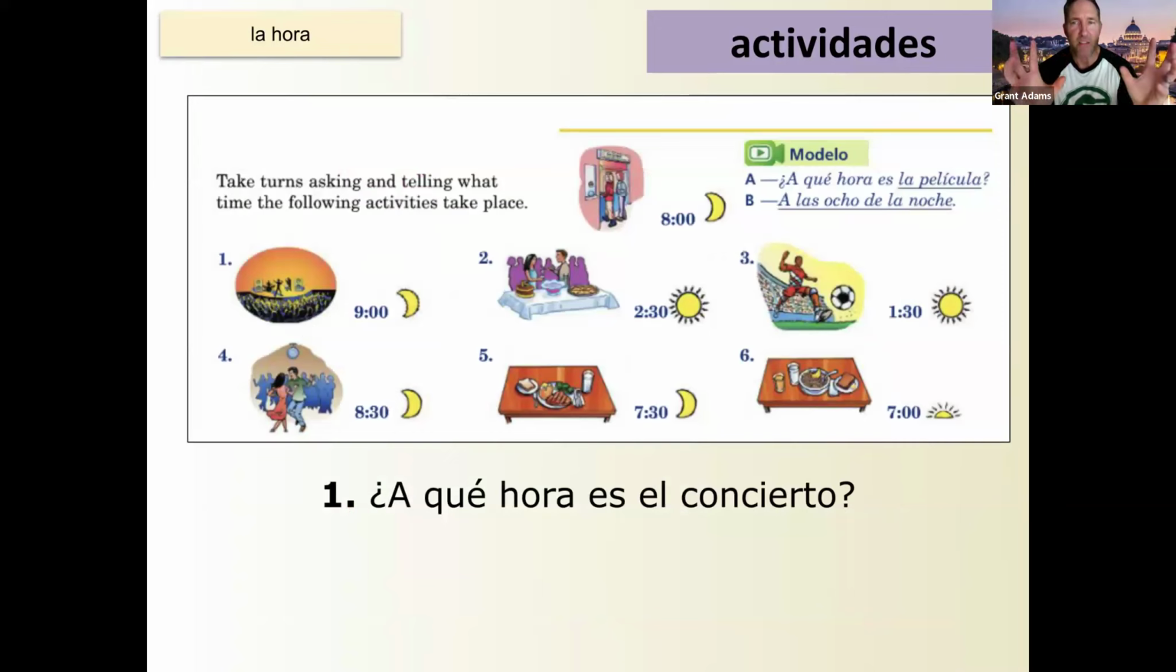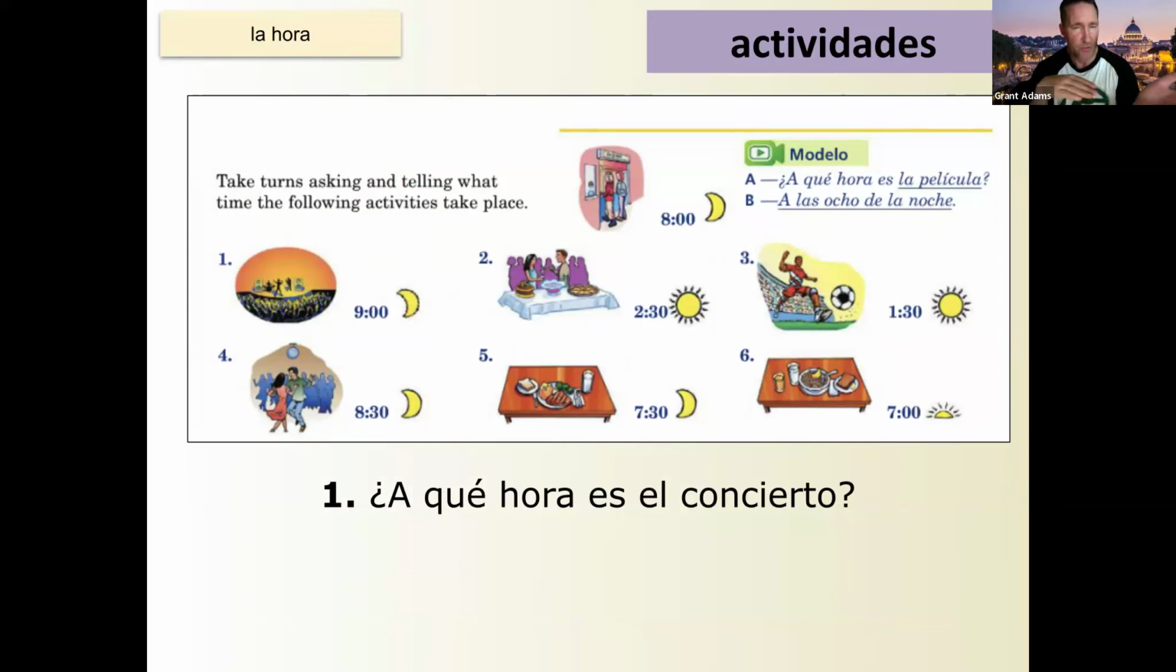Un poco más difícil. Un ejemplo. ¿A qué hora es la película? Hey, what time's the movie? Okay. A las 8 de la noche. I want to practice our de la mañana, de la tarde, de la noche.